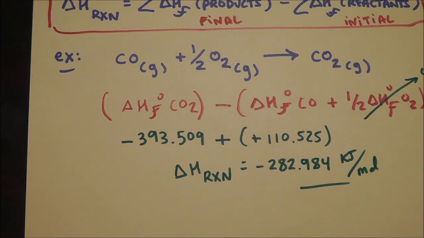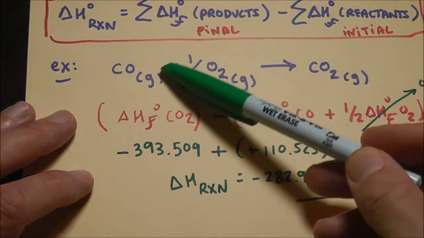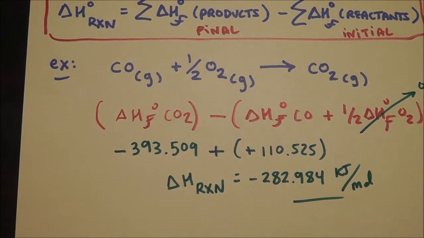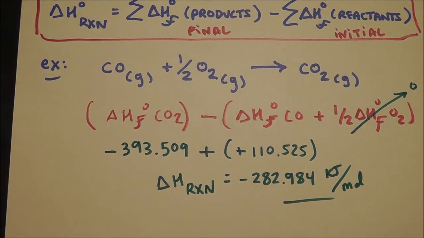What's a mole of carbon monoxide? 28 grams. If I took 28 grams of carbon monoxide and reacted it with enough oxygen to make CO2, I would have an exothermic process. It would liberate heat to the tune of minus 282.984 kilojoules per mole. And because of the negative sign, that would pass heat from the system to the surroundings. A lot of things that are oxidation are exothermic.